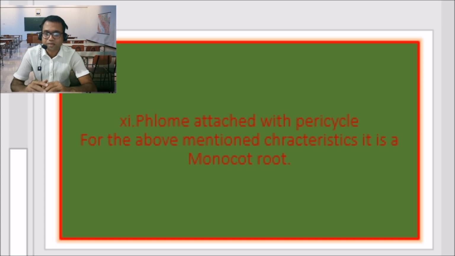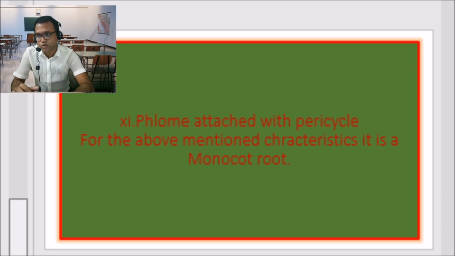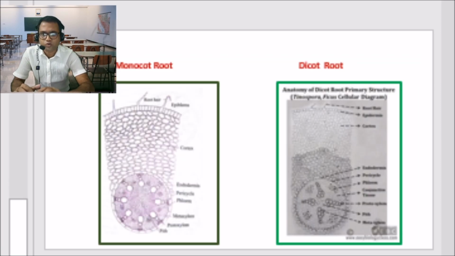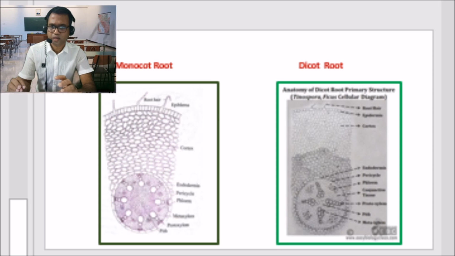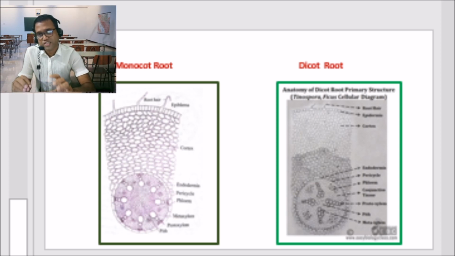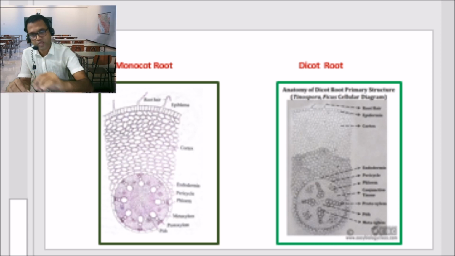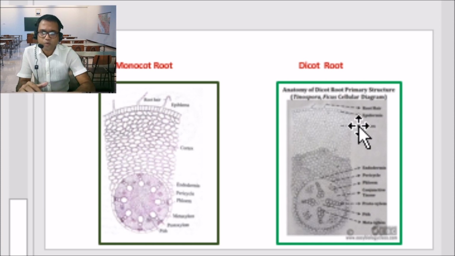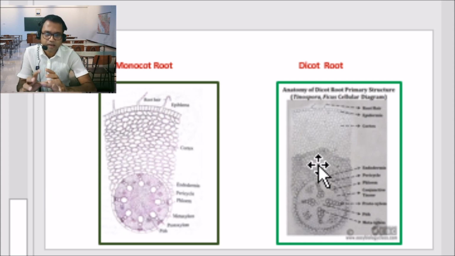First we proved that this one is a root, and after that we proved that this supplied specimen is monocot root. So now we can differentiate between monocot root and dicot root. The first 6 characteristics are the basic characteristics of root. So the similarities between monocot root and dicot root are the top 6 characteristics, and the differences, if we observe these two figures, we can easily differentiate between monocot root and dicot root.